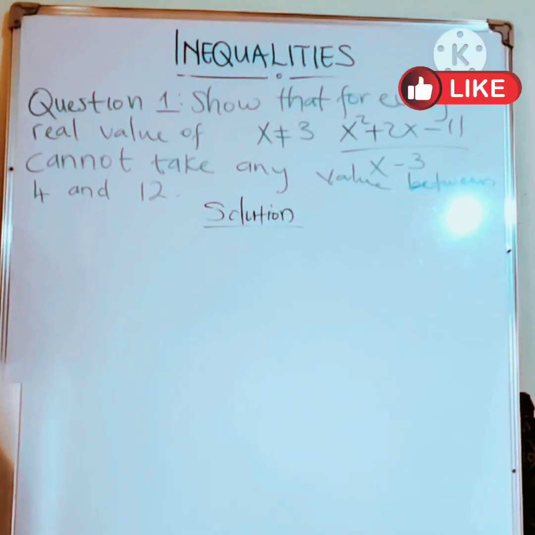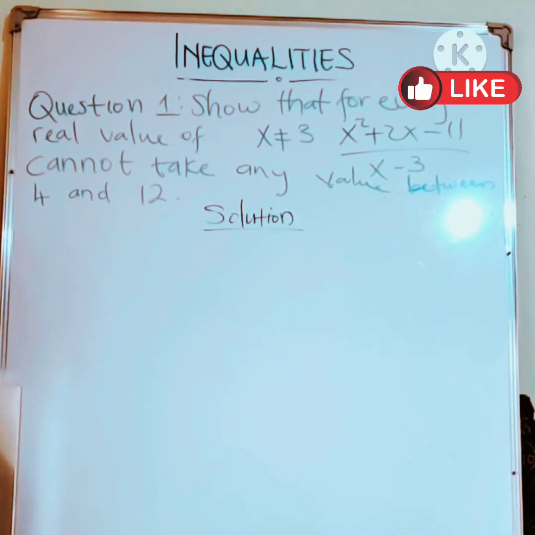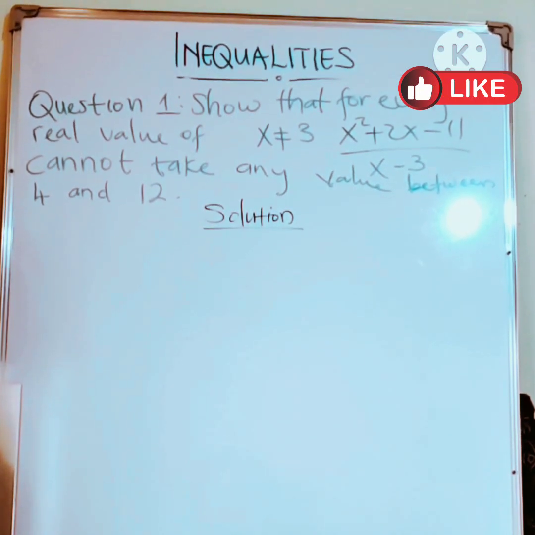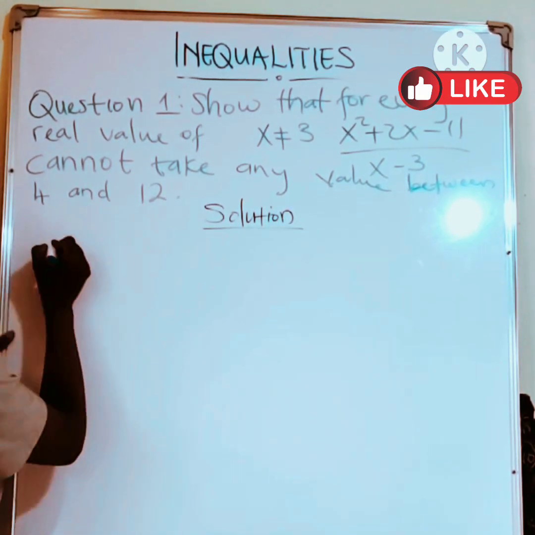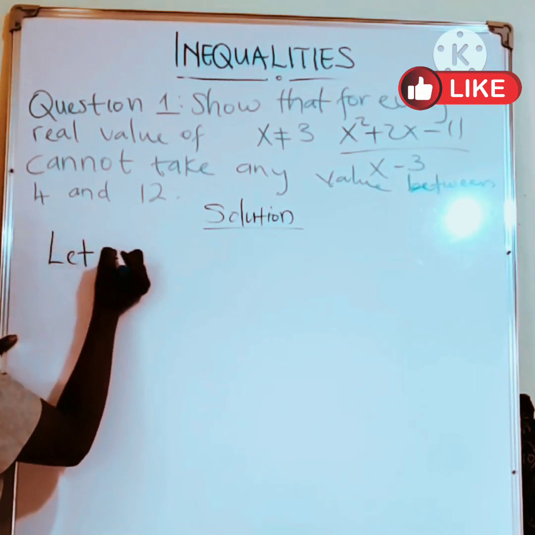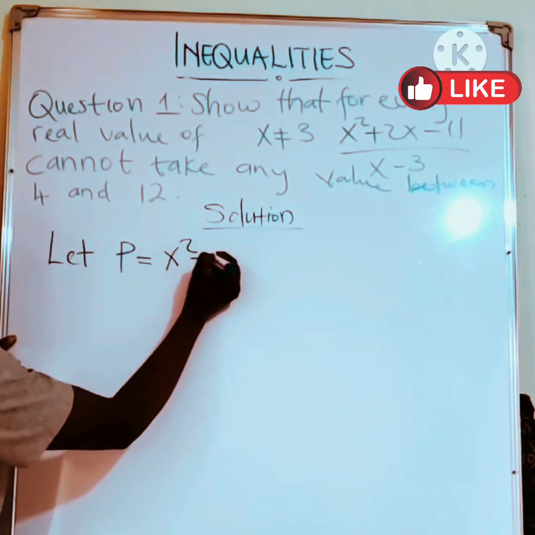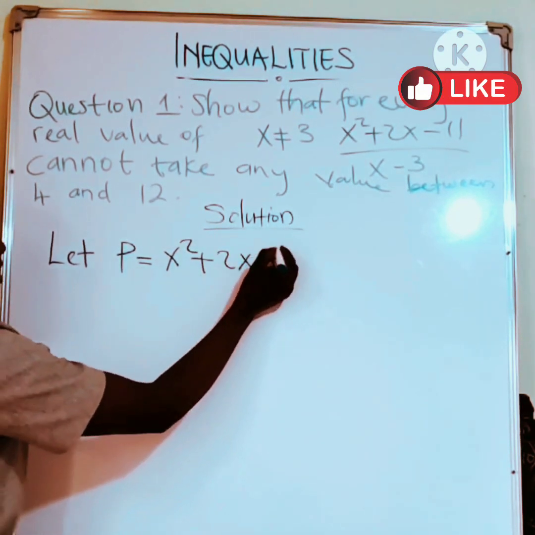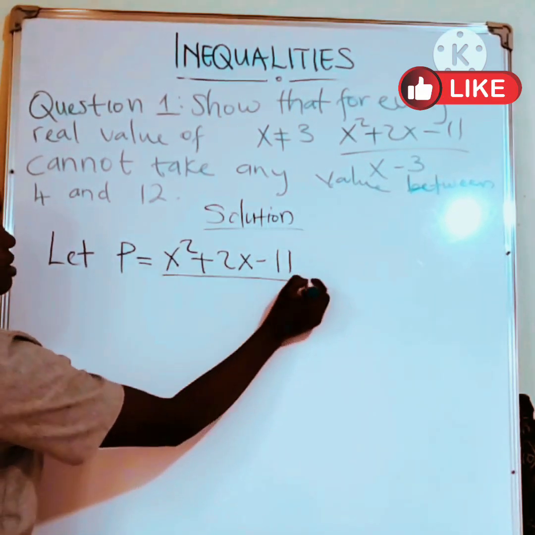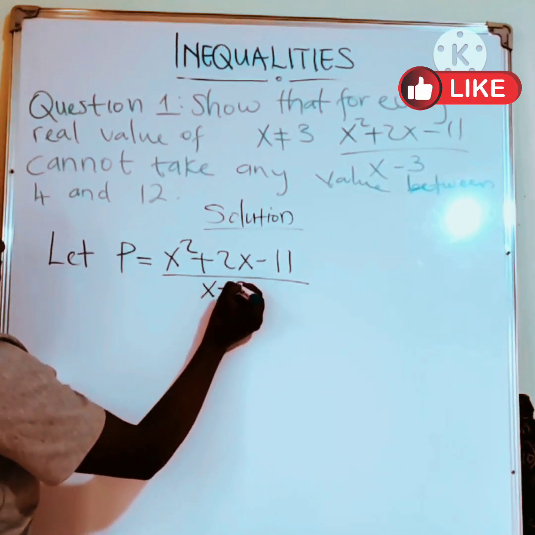The first question says that show that for every real value of x not equal to 3, x squared plus 2x minus 11 over x minus 3 cannot take any value between 4 and 12. So we start by letting p be equal to x squared plus 2x minus 11 on x minus 3.